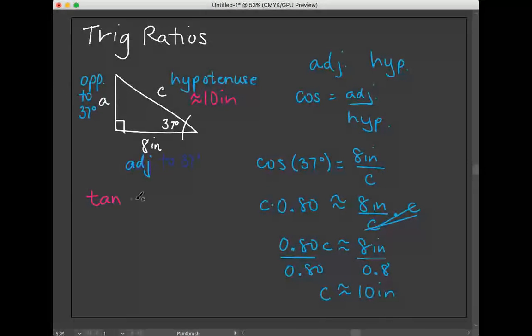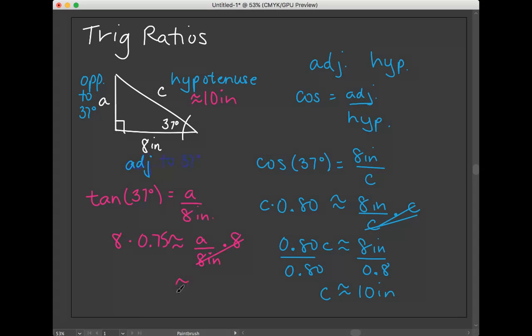I glance at my card and it turns out the tangent ratio is the ratio of the opposite over the adjacent. Once again, I grab my calculator and I find that the tangent of 37 degrees is approximately 0.75. Again, this is very much an approximation, equals A over 8 inches. In order to get A all by itself, the inverse of dividing by 8 is to multiply by 8. So I multiply both sides by 8. And then I am left with whatever 0.75 times 8 is, which is approximately 6. So A is approximately 6 inches.